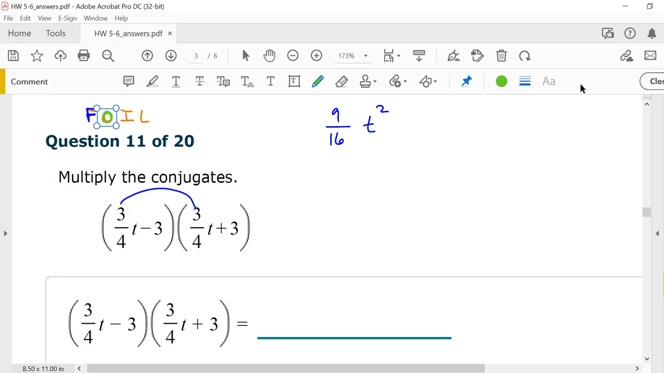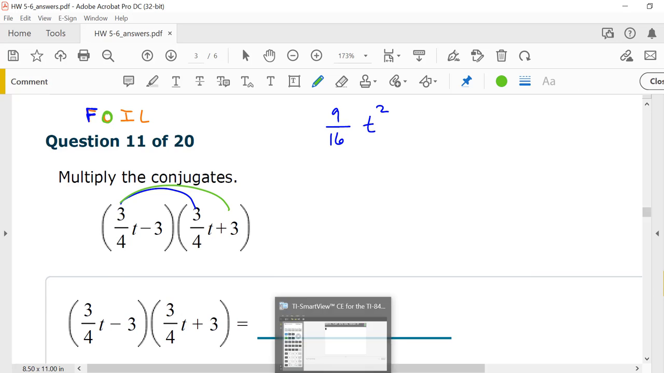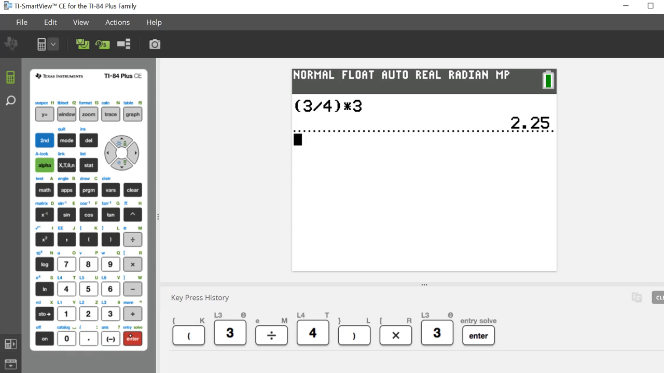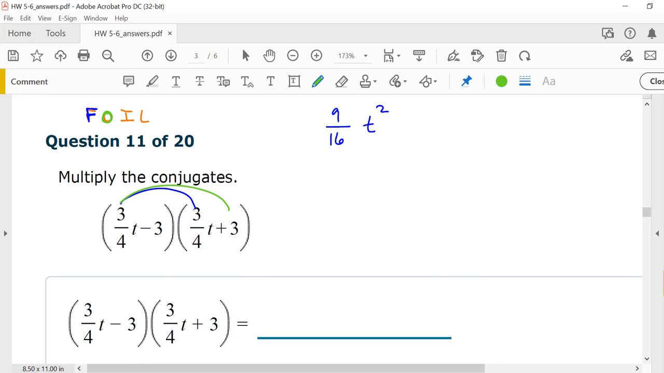For the outer terms, we're going to do 3/4 t times 3. If you do need to use your calculator, 3/4 times 3 is 9/4, but it gives it to you as a fraction, so you've got to do math frac. You get 9/4 t. The inner terms, -3 times 3/4 t is going to be negative 9/4 t. And then the last terms, -3 times +3 is -9.